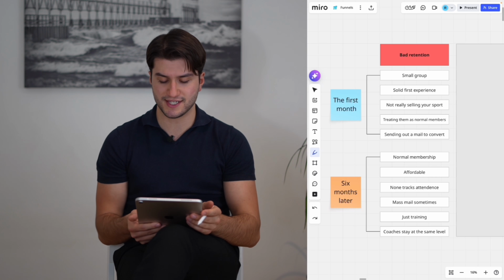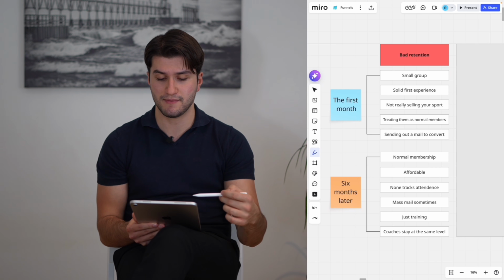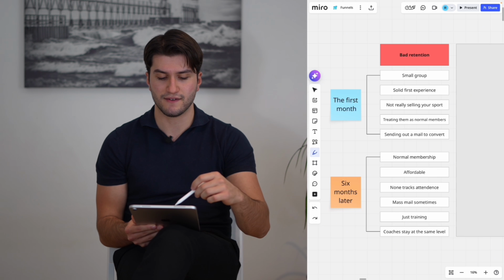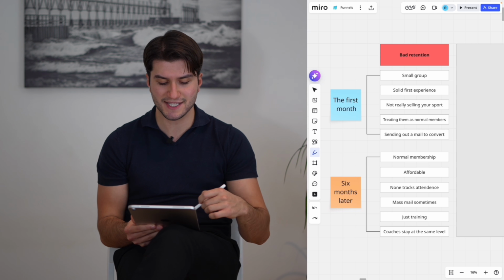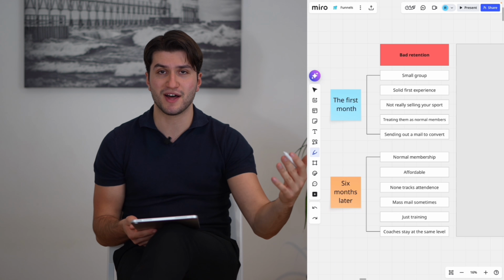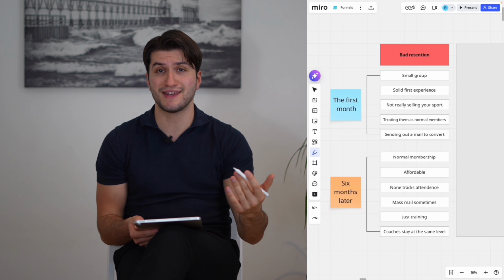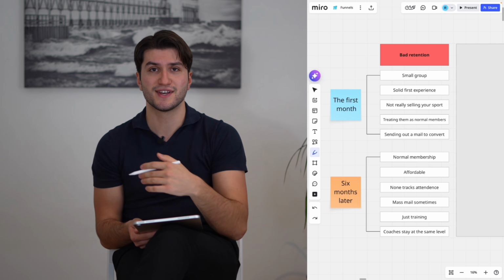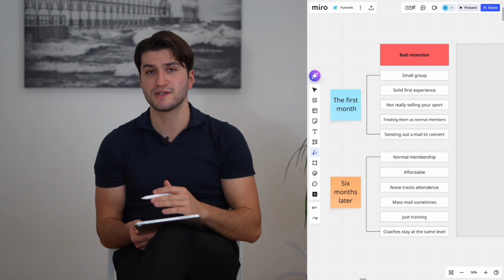First of all, I would like to explain what you are seeing on the image here so you get a better understanding. I've divided it into the first month and then the 6 months after that. And you probably think, why are we talking about the first month if this is about retention? A lot of clubs think that retention happens 2 months, 3 months, or 6 months into getting new members, which is actually wrong.